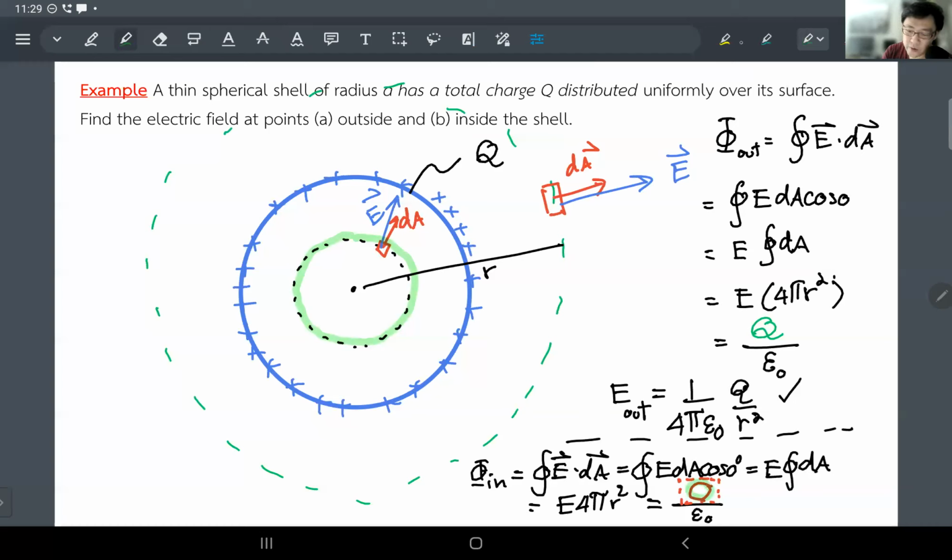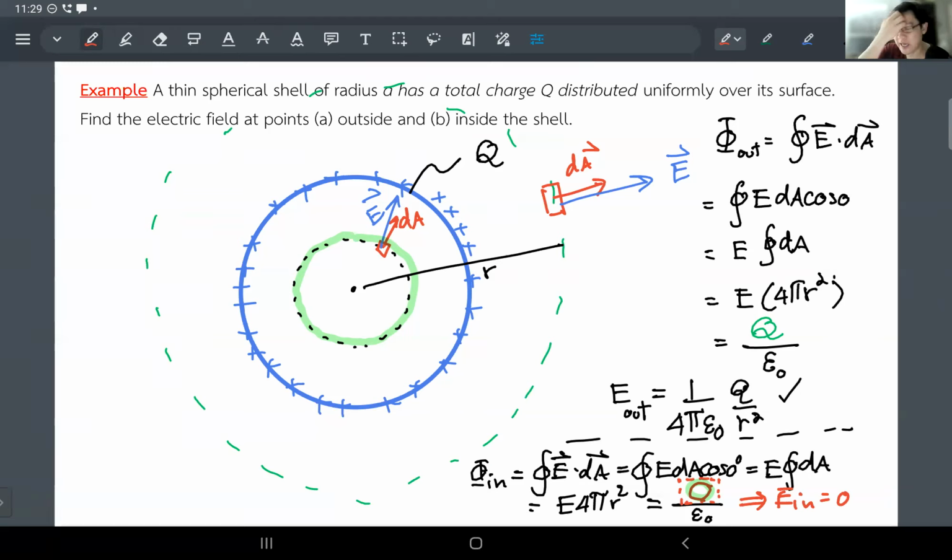So what I can tell you right now is the electric field inside is 0 as well, and you are done. Okay. Cool. And this one is actually very nice. Even though it's not exactly the same scenario, it's like a Faraday cage or something.